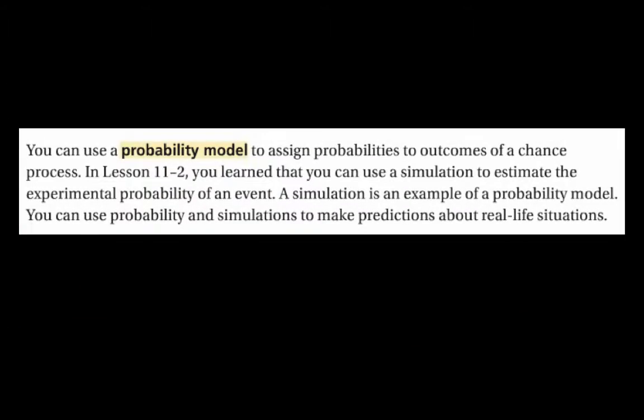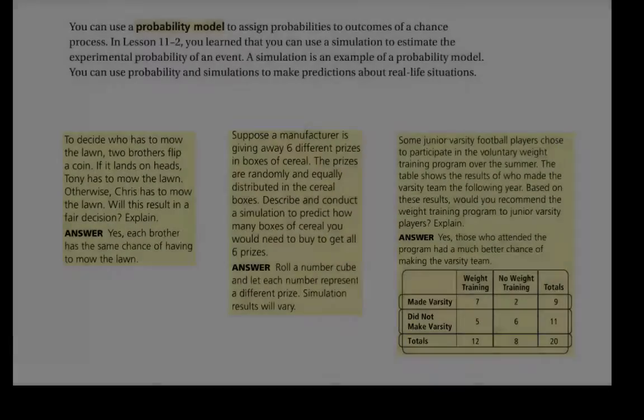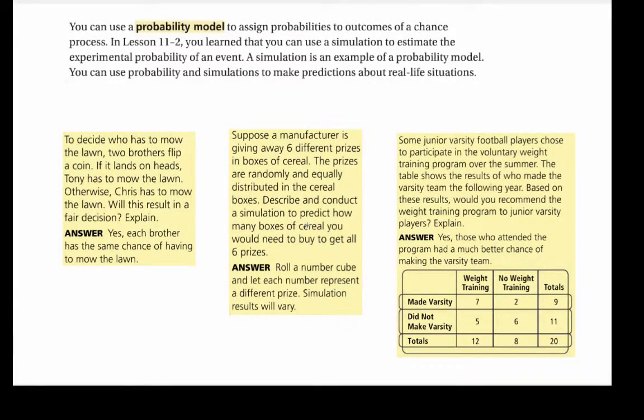All right, so we can use a probability model to assign probabilities to outcomes of a chance process. A couple lessons ago, we learned that you can use a simulation to estimate the experimental probability of an event. A simulation is an example of a probability model. You can use probability in simulations to make predictions about real-life situations. So I just have some examples here with answers. Let's just go ahead and look at the first one here.